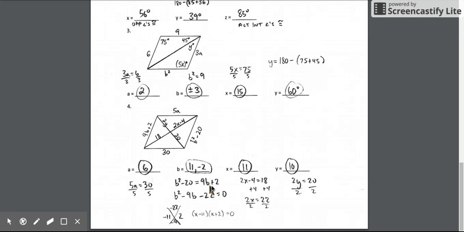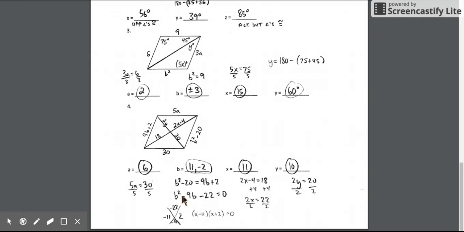In order to solve it, we need to make sure it's in standard form, or in other words, put all of our terms on the left side of the equation so that we can set the right side equal to 0, and then make sure it's in standard form, or order of exponents. So we should have b squared minus 9b minus 22.